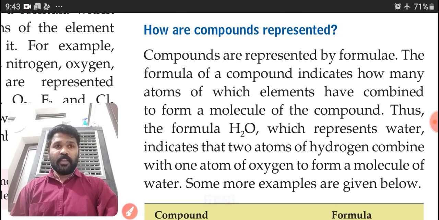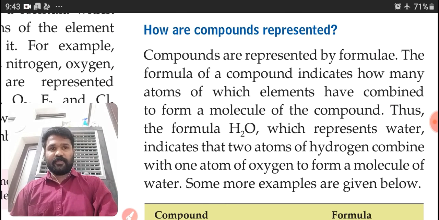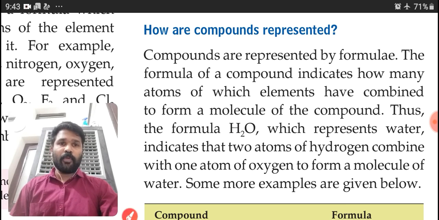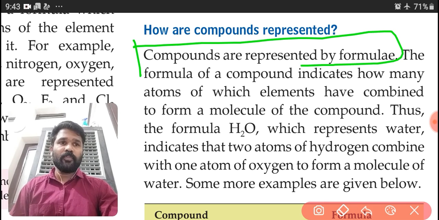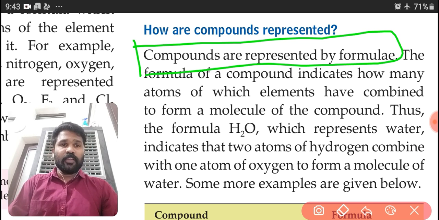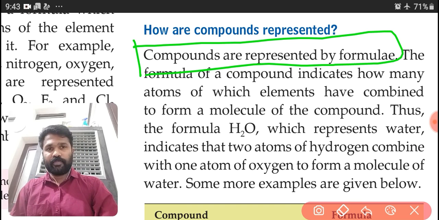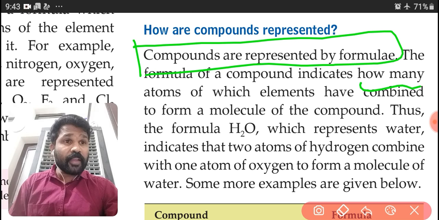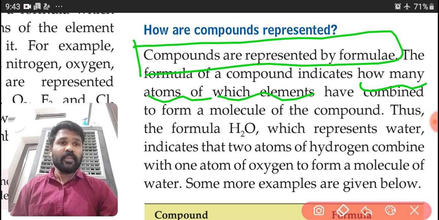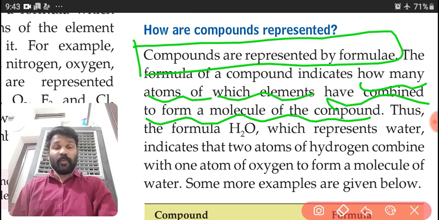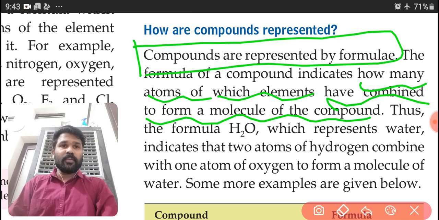Now we are going to discuss how compounds are represented. Compounds are represented by formulae. The formula of a compound indicates how many atoms of which elements have combined to form a molecule of the compound. For this purpose, we use the formula.